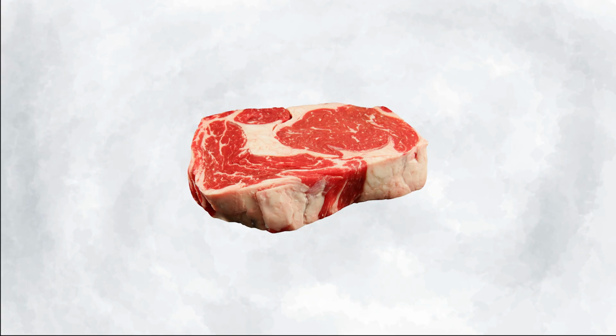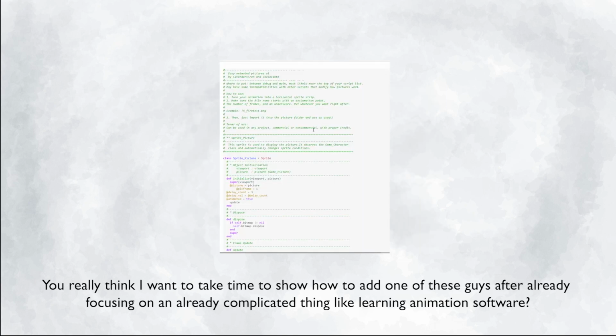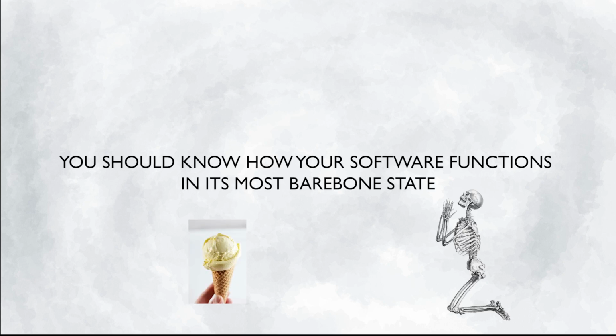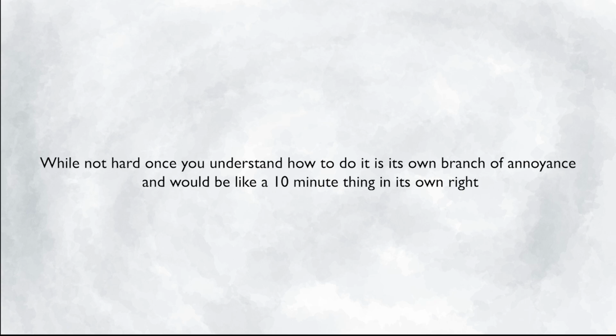No add-ons. I like my steak medium rare, salt and pepper, and maybe some butter. So that's how we're gonna cook tonight. I don't want to deal with the headache of adjusting and adding scripts, and quite frankly, I don't care that much. Also, it's just straight up important to understand a software at its base state. We're not gonna talk about camera stuff. Animating a camera is a whole different beast.